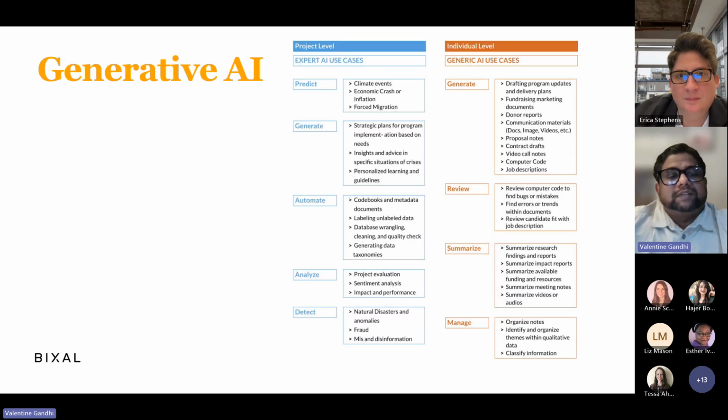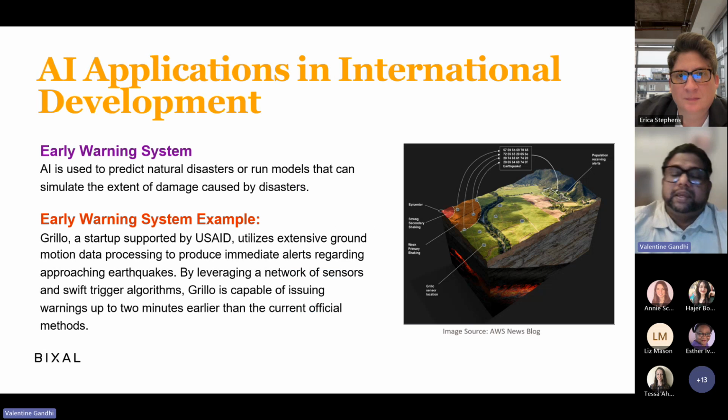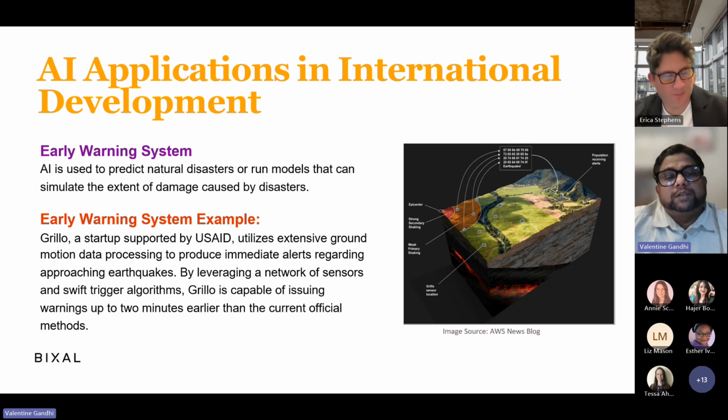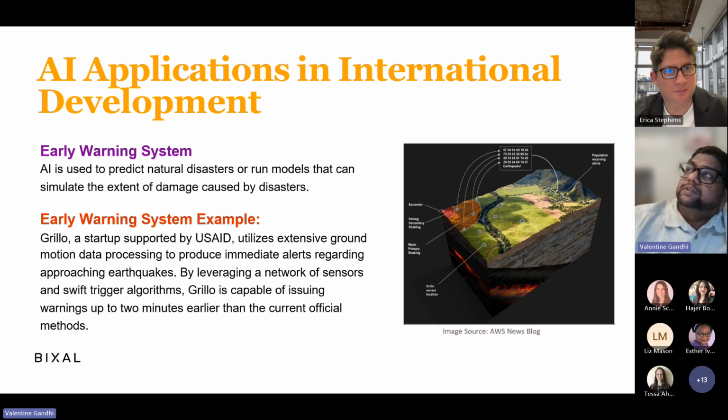Let's look briefly at some examples of how AI has been used in different areas. I've tried to keep mostly USAID examples, but many of them are not USAID. This one is Grio, which is a startup supported by USAID. I don't know if you know, I don't think it's still there.